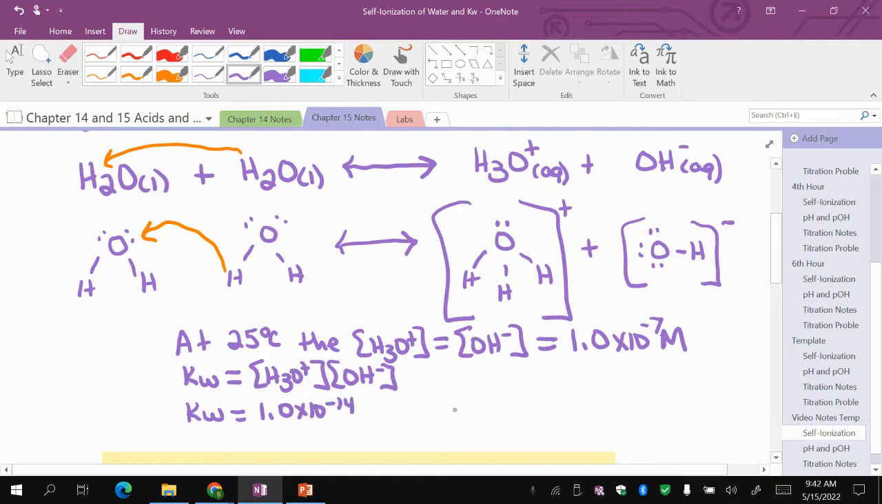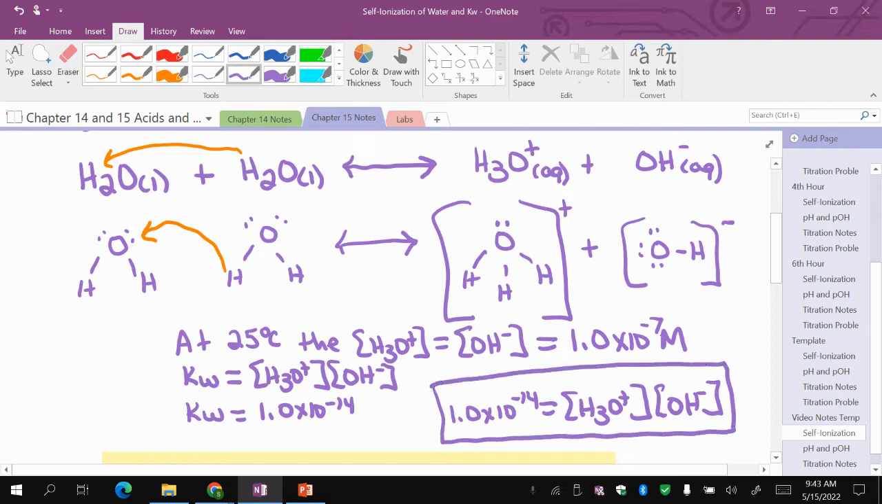So that means that 1.0 times 10 to the negative 14 equals the concentration of hydronium ions times the concentration of hydroxide ions. So we can use this Kw expression to solve. If you knew the concentration of hydronium ions, you could use this Kw expression to solve for hydroxide. And if you know the concentration of hydroxide ions, you can use Kw to solve for the concentration of hydronium. And we will do some example problems today.